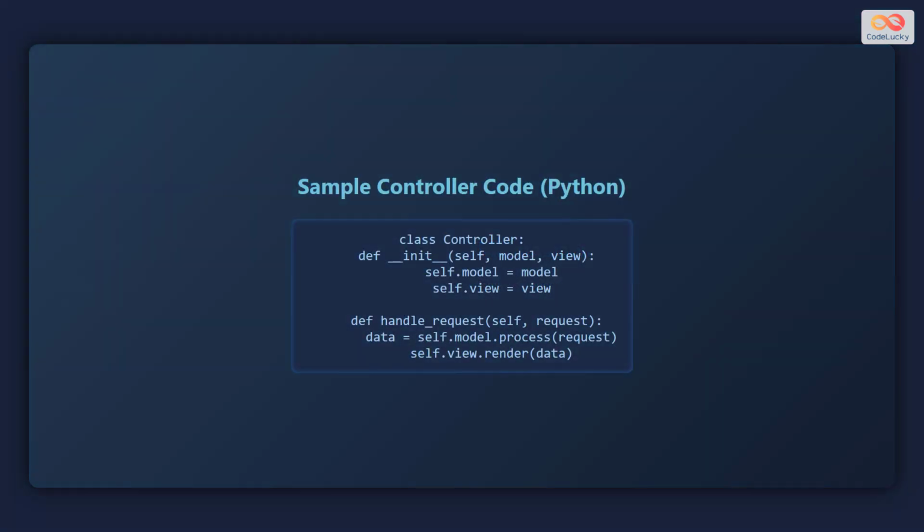Here is an example of a controller class in Python. It holds references to the model and the view. The handle request method receives a user's request, interacts with the model to process the data, and then calls the view to render the response. This simple flow demonstrates the role of the controller in managing communication.